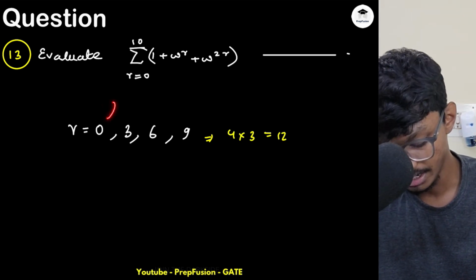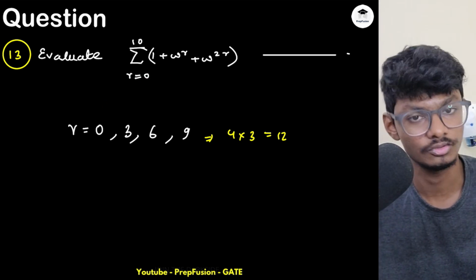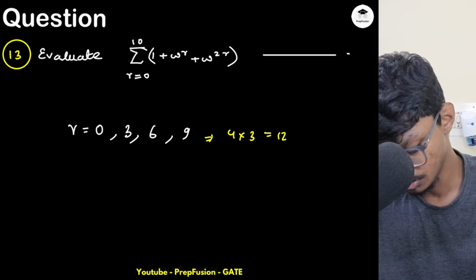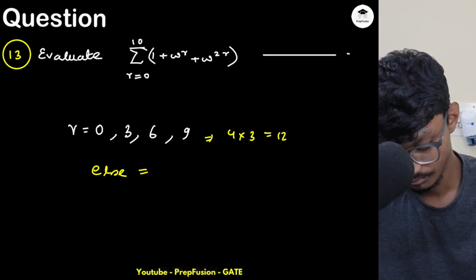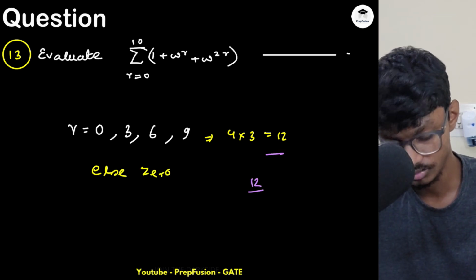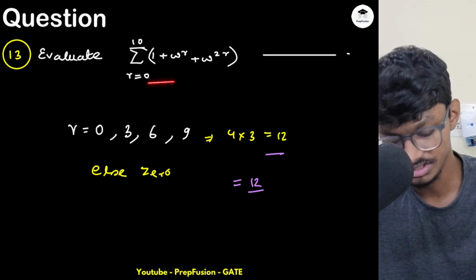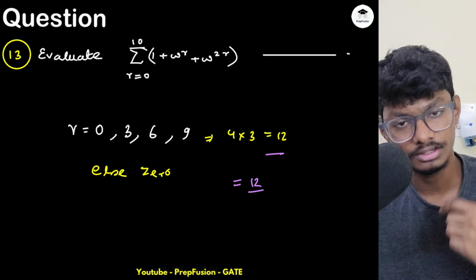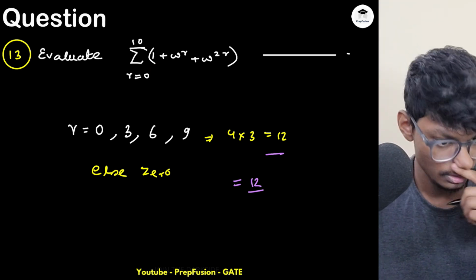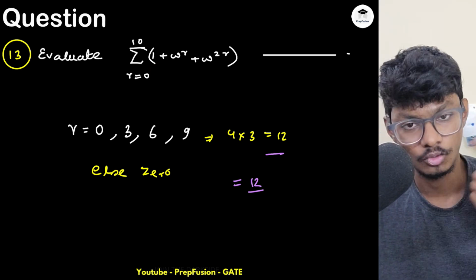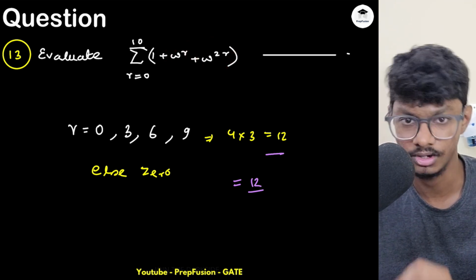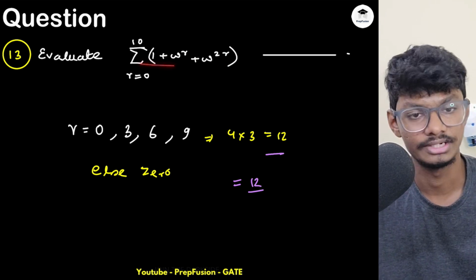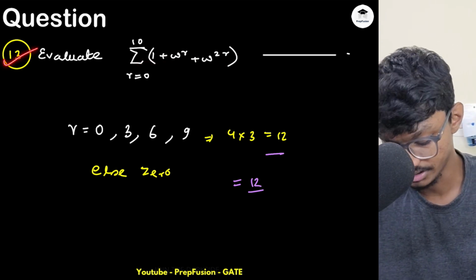For the rest of the time, when r is 1 or 2, this will be 0. That I have already shown in the property. So else 0. My answer will be simply 12. You can prove it: I'm just adding up. 1 plus omega cube plus omega raised to power 6 will give you 3. 1 plus omega raised to power 6 plus omega raised to power 12 again will give you 3, because this will also be 1, this will also be 1. So overall I'll get 3. Everything else other than that will always yield 0. That is how you compute this.